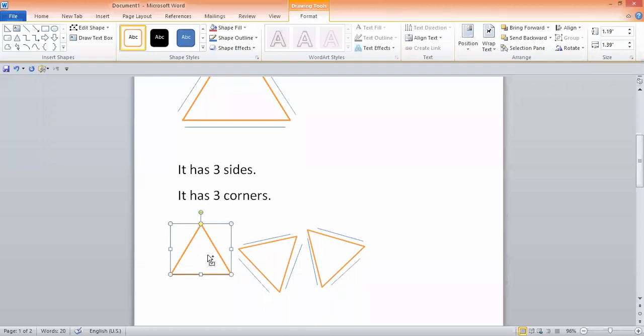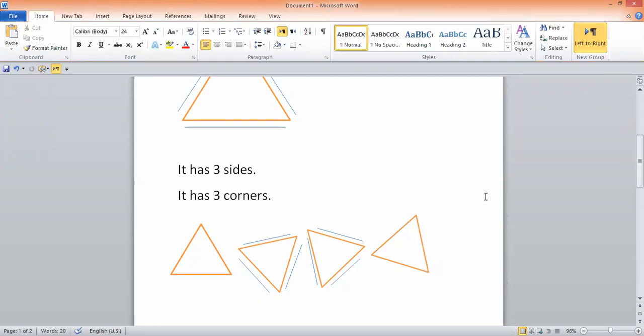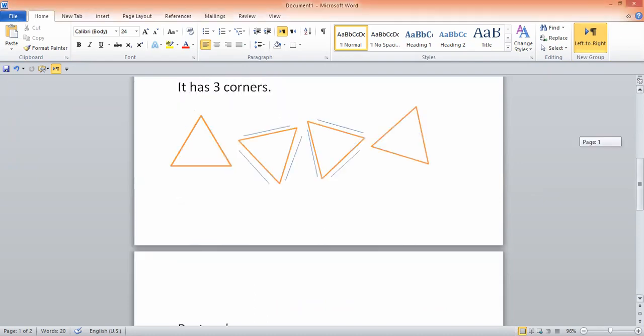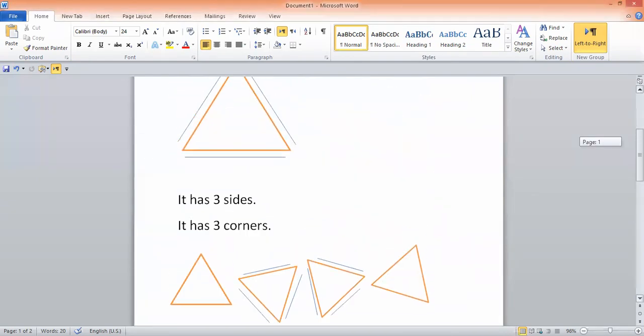Let's draw one more shape and check whether it is a triangle or not. Look at this shape and tell me, is it a triangle or not? Fourth shape. Is it a triangle or not? Yes, sir. Very good, guys. It is also a triangle because it has three sides and three corners.